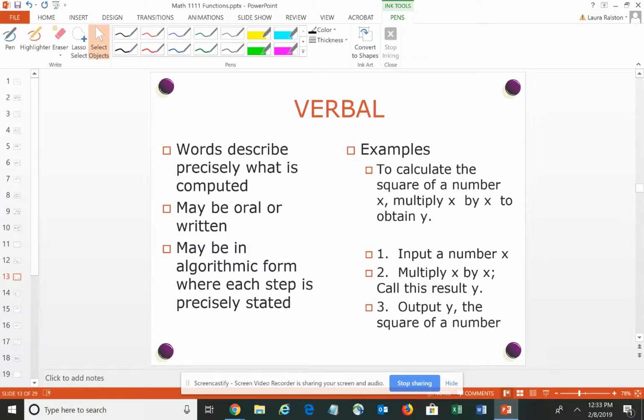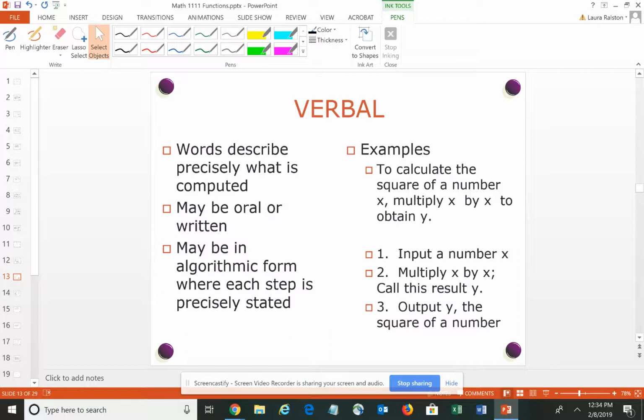So first off, let's talk about verbal. With verbal, we use words to describe what is being computed. Think about it almost like a recipe or like an algorithm within a computer program. It's a step-by-step process. You're telling someone what to do in order to find, in this case, the square of a number. It can be given orally by reading it, stating it, or it can be written. And again, it can also be written in that algorithmic form where you're doing it step by step.